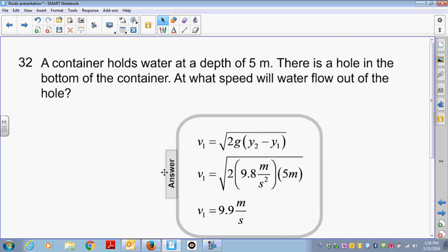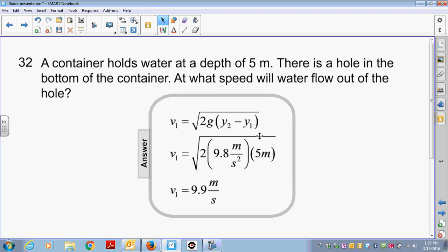Okay, so let's take a look at the solution. Using our kinematic equation for the speed, we end up with 9.9 meters per second.